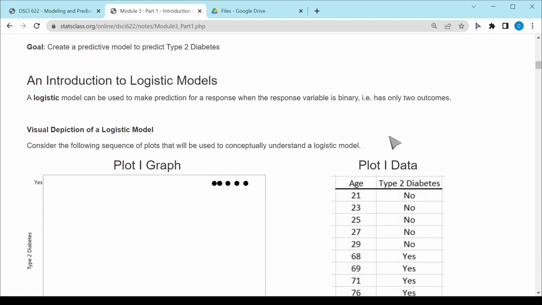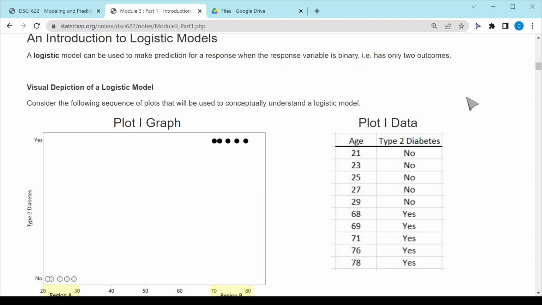Okay, so let's just talk about logistic models from a higher-up perspective before we get into the details of the output. I've created a set of plots here that will help guide us through the discussion of what a logistic model is all about.